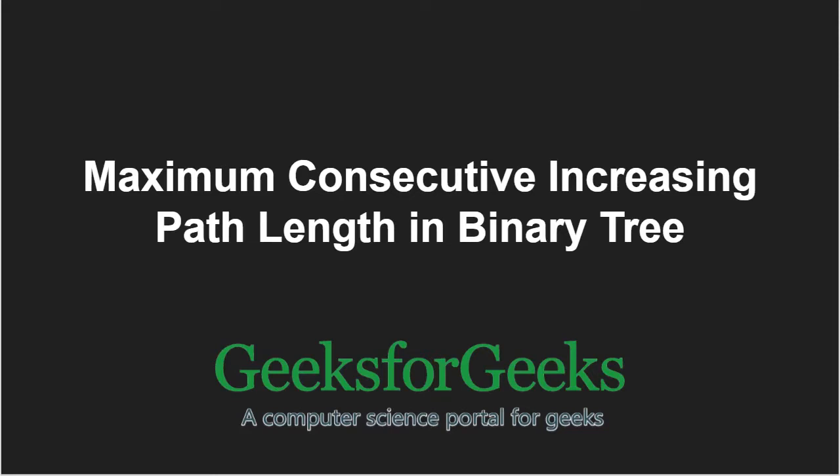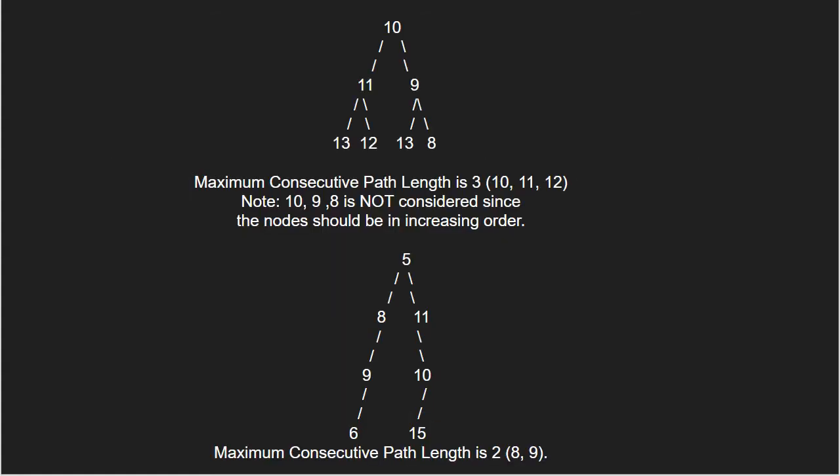In this video, we are going to understand the program which finds the maximum consecutive increasing path length in a binary tree. First, let us take an example. In the first example, the maximum consecutive path length is 3 for nodes 10, 11 and 12. In the second example, the maximum consecutive path length is 2 for nodes 8 and 9.